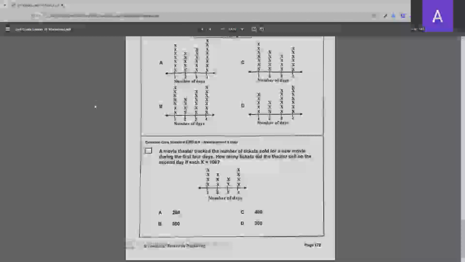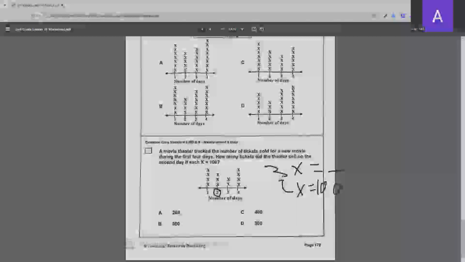Lastly, a movie theater tracked the number of tickets sold for a new movie during the first 4 days. How many tickets did the theater sell on the second day if each X equals 100? So on the second day, there's 3 X's, and each X equals 100.